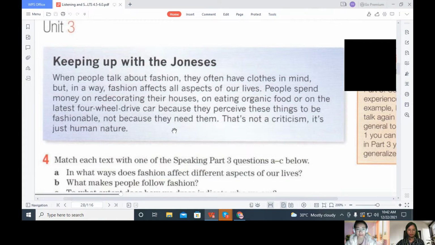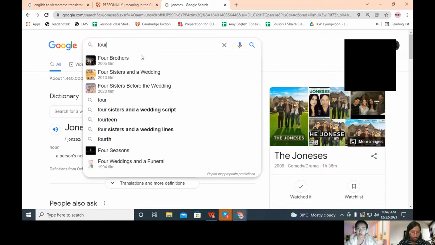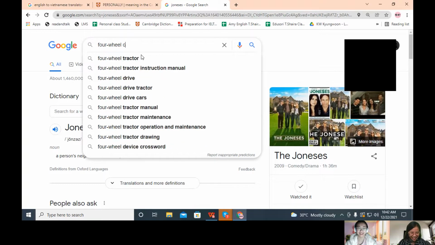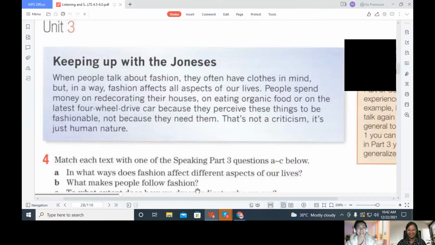Latest four-wheel drive, what is it? What does it mean? Ah, it's a car. It's when you're having a joyride in a four-wheel car, which has four wheels. So it's just a car. Yes. But latest, so it's the newest car. Okay, I got it.